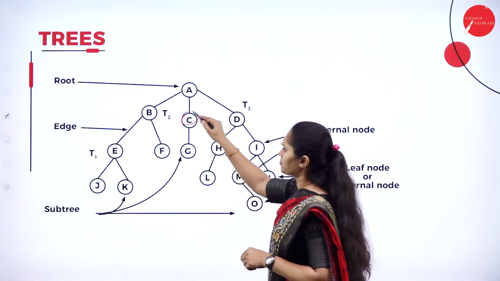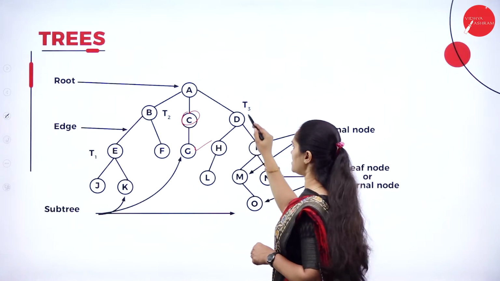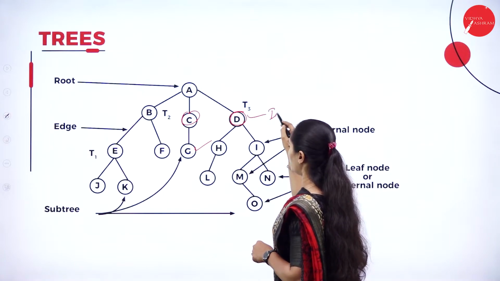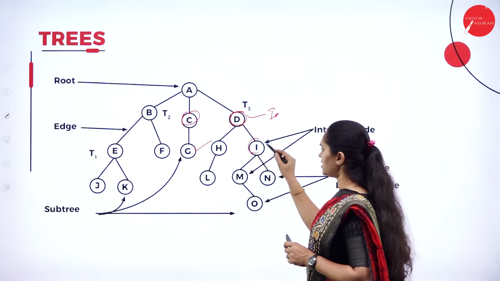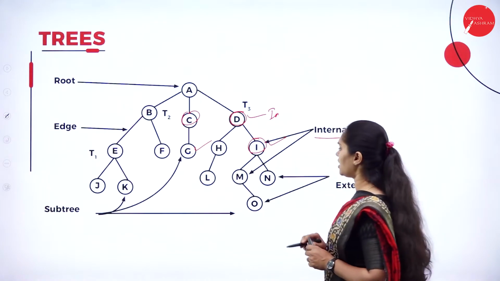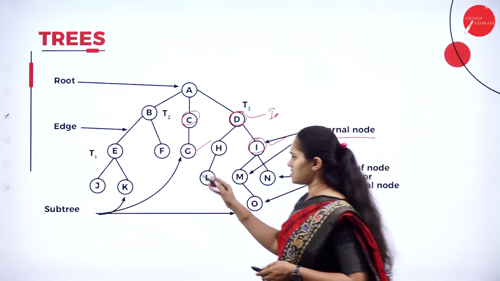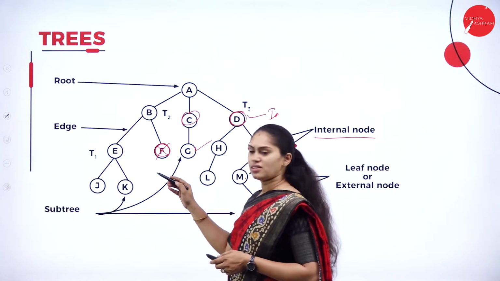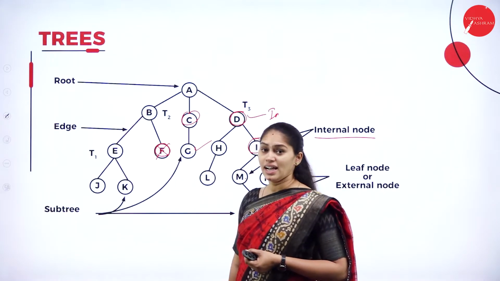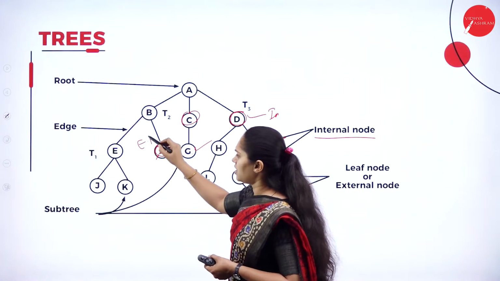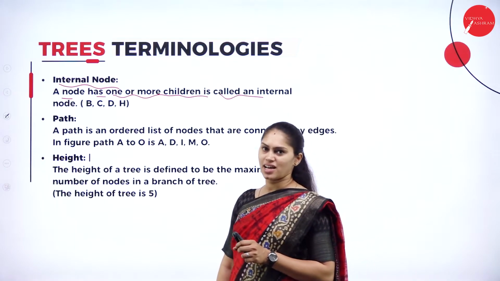If I consider C, this will be an internal node. Why? Because it has a child called G. And if I consider D, this is also an internal node. Why? Because it has two children, that is H and I. If I consider I, this is also considered an internal node. Why? Because it has two children called M and N. I can't consider F. Why? Because F doesn't contain any child or children. That is why we can't consider this as an internal node. It will be an external node. Okay. A node which has one or more children will be considered as what? Internal node.